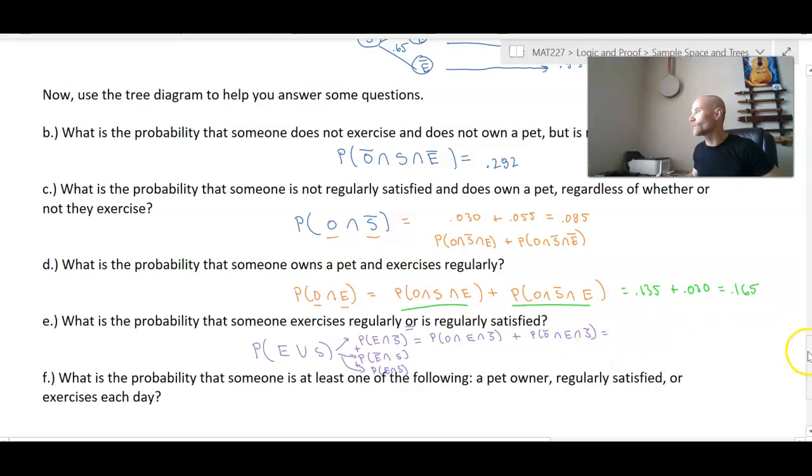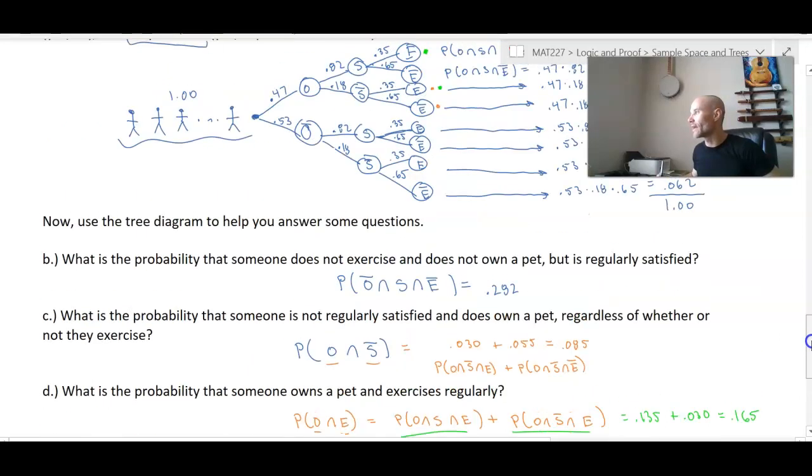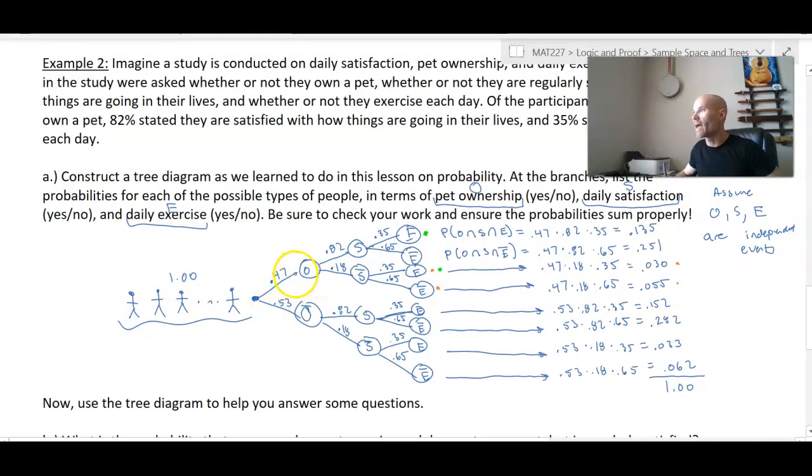So as we find these two percentages, let's find them first. O and E and not S. O and not S and E, I'll write it that way. So that's going to be 0.030.